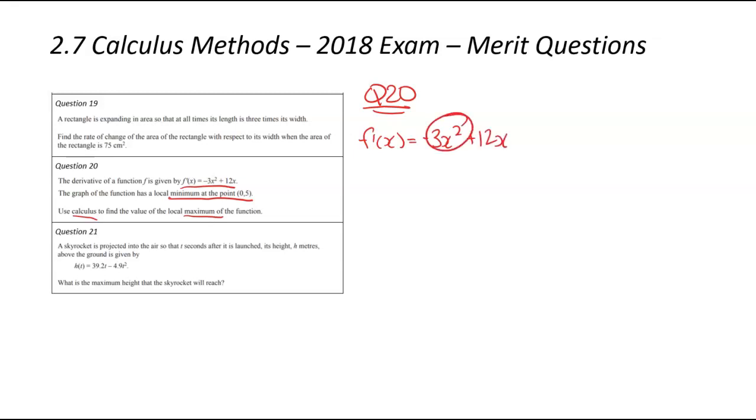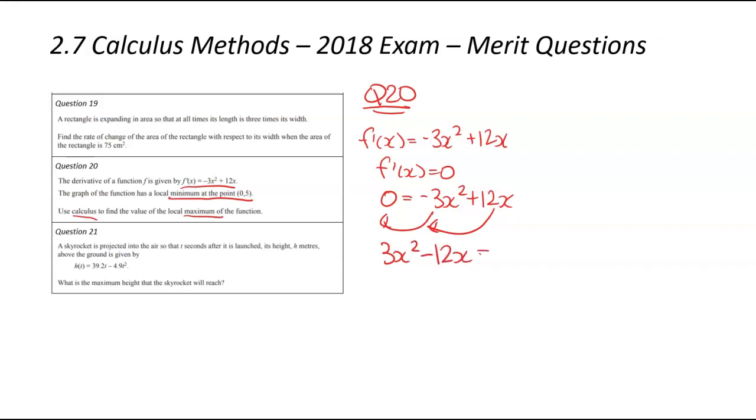And the first thing I'm noticing, we've got a quadratic as the gradient function, which means there's going to be 2 answers, which makes sense because we've been told about the minimum, we've been asked about the maximum. So let's investigate the 2 answers. Because we're looking at the turning points, we know that f dash x will be equal to 0, so we're going to substitute that in. 0 is equal to negative 3x squared plus 12x. I don't like having a negative 3x squared, so I'm just going to move everything to the other side as opposite. So 3x squared minus 12x is equal to 0.